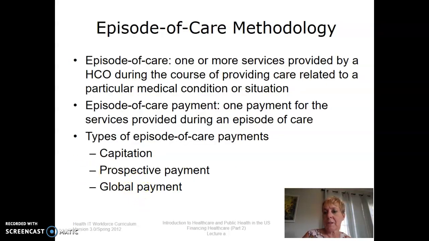Episodic care methodology is you get one or more services provided by a healthcare organization during a course of care related to that condition. So it's one payment for services during that episode of care. Now remember, a few slides ago we said that was capitation, prospective payment, and global payment.